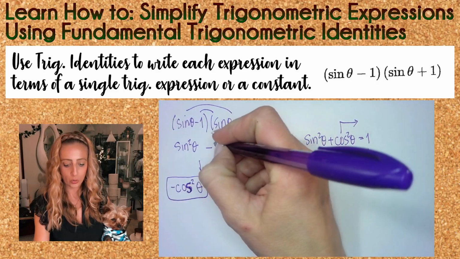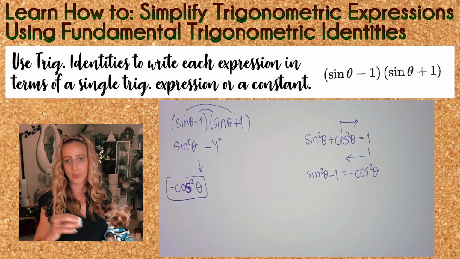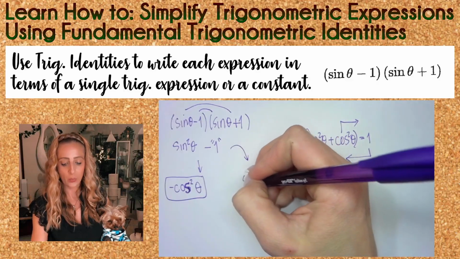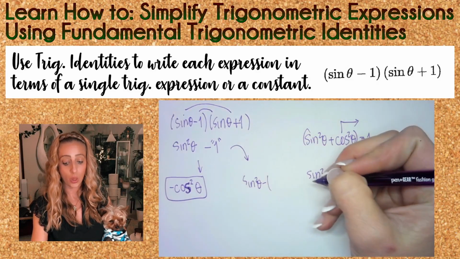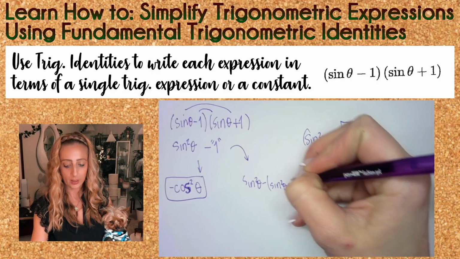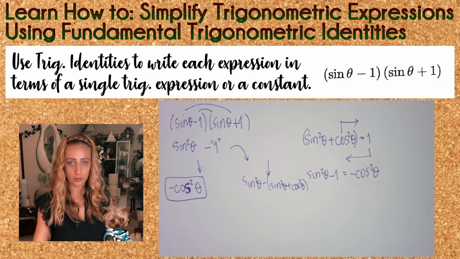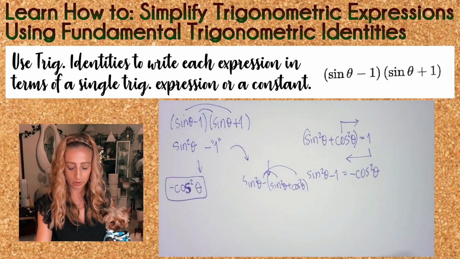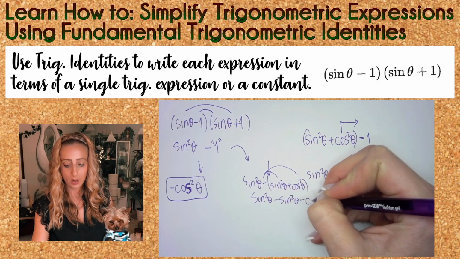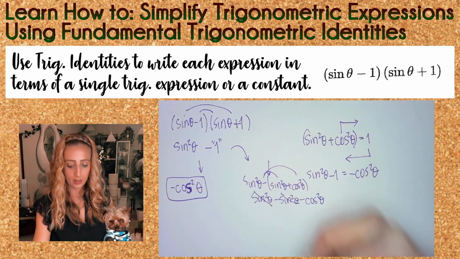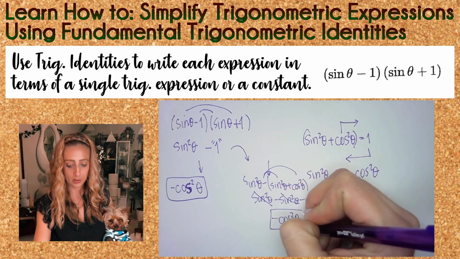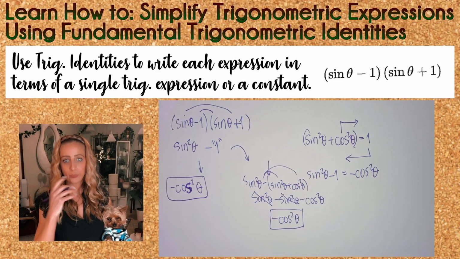If you wanted to, could you also take the 1 and swap that out for sine squared theta plus cosine squared theta? Sure. If you chose to do it that way, you would get sine squared theta minus the quantity of sine squared theta plus cosine squared theta. If you don't have those parentheses, you're going to regret it because you need them there to make sure you distribute properly. Sine squared theta minus sine squared theta minus cosine squared theta. That cancels out, becomes 0 for that part, and we are left with negative cosine squared theta. Either way we do it, we get negative cosine squared theta.